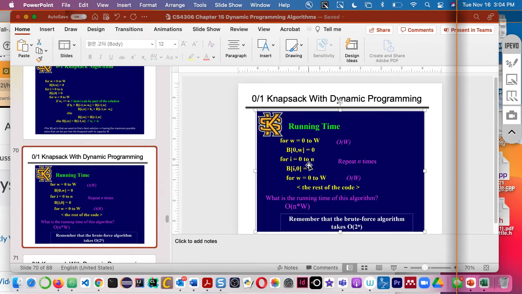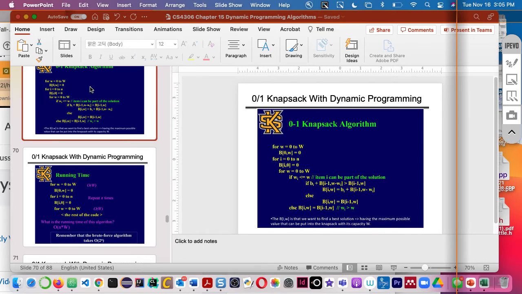This is one for loop. This is another for loop. And then this is a separate for loop, and within it this is another for loop. No, this is not within this one. This is outside. So actually, big O of n times W. Okay, this is inside. So the complexity will be big O of n times W. W is the weight, and n is the number of items.